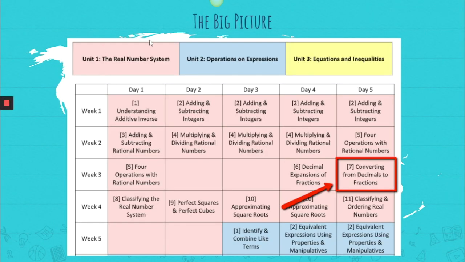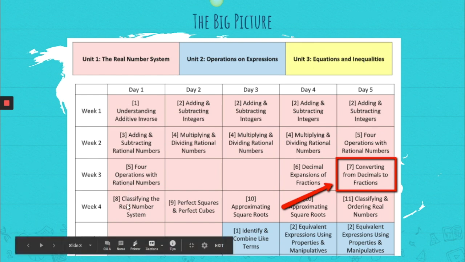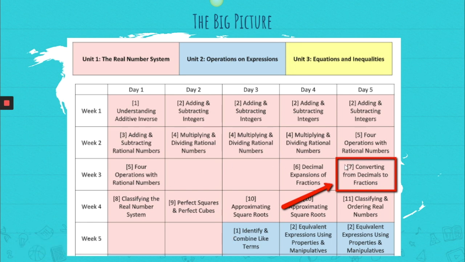You can see that Unit 1 is coded in pink. So all these lessons will be taught in 7th grade Accelerated Unit 1, and this is the 7th lesson in this unit.